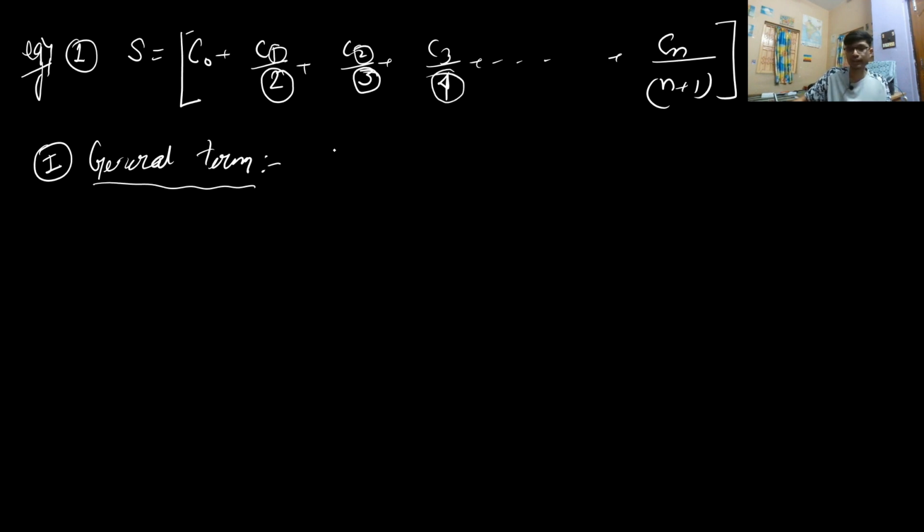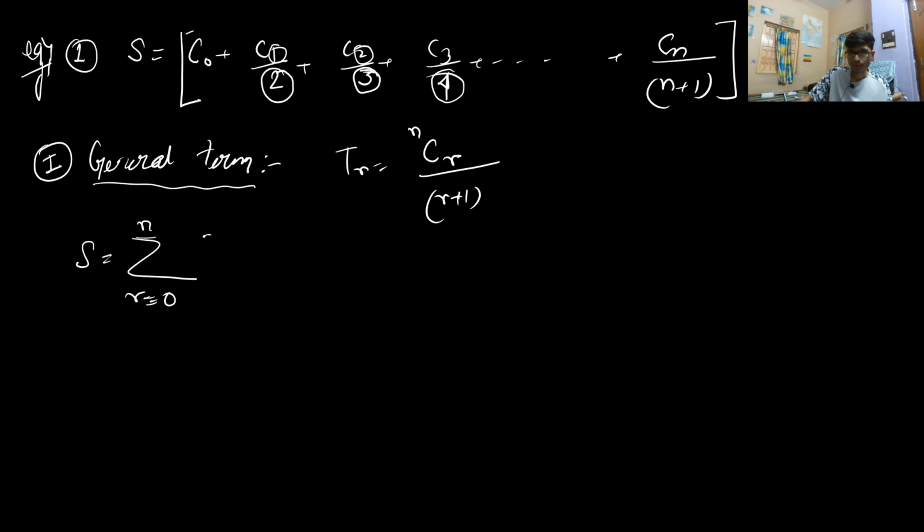So if we look for the general term, the general term looks like nCr divided by r plus 1. So what is the summation that is asked? That is the summation of r from 0 up to n of nCr divided by r plus 1. Okay, so this is the required summation that we need to find in this particular problem.